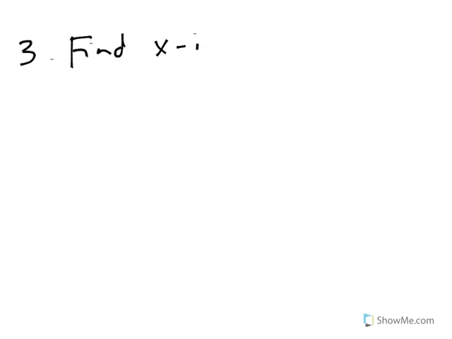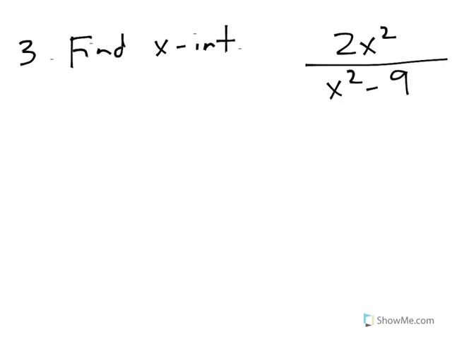Find the x-intercept by solving the equation p of x equals 0. So we know that, once again, it's 2x squared all over x squared minus 9. And we know from previous problems that it's written as p of x over q of x, right? So p of x is up top, q of x is down the bottom.